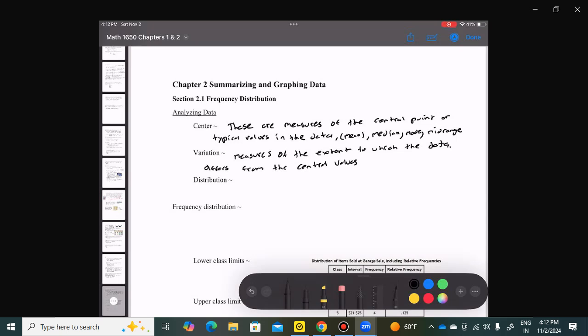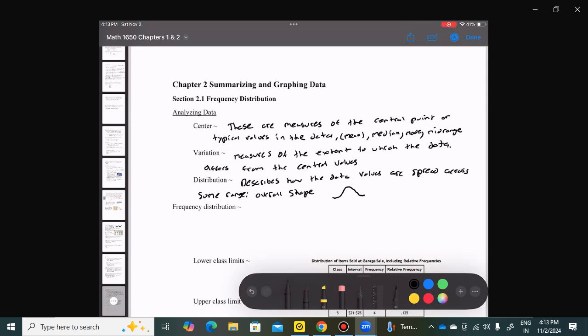And then distribution describes both of these features and how the data values are spread across some range. We can think of it as the overall shape. Okay, and we'll see a couple distributions. There's the normal distribution, which looks like a bell curve. So it starts out low, gets really high, goes back to low.